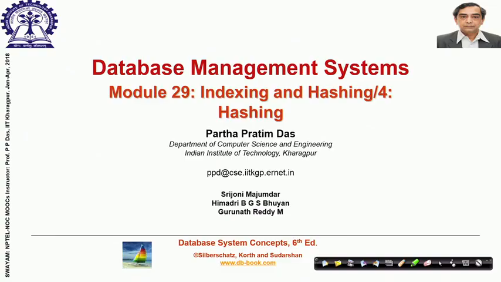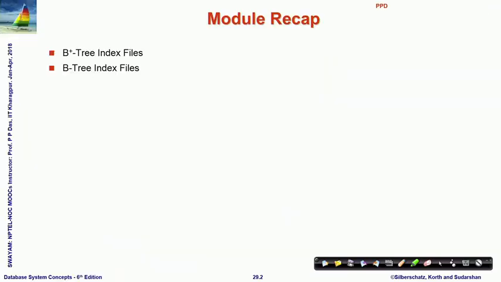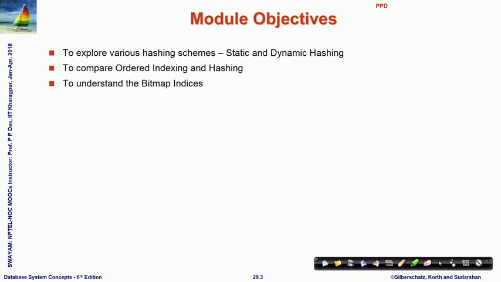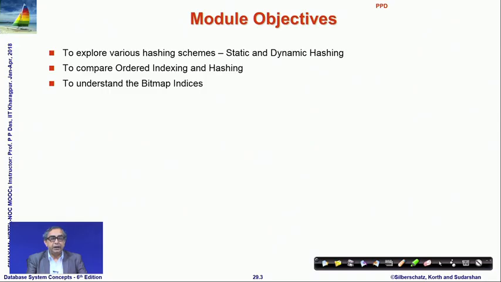Welcome to module 29 of database management systems. We have been talking about indexing and hashing, and this is the fourth in the series. In the previous three, we have talked about different aspects of indexing, and specifically in the last module, we introduced the most powerful data structure, the B plus tree, for index files. In this module, we will explore various hashing schemes for achieving similar targets.